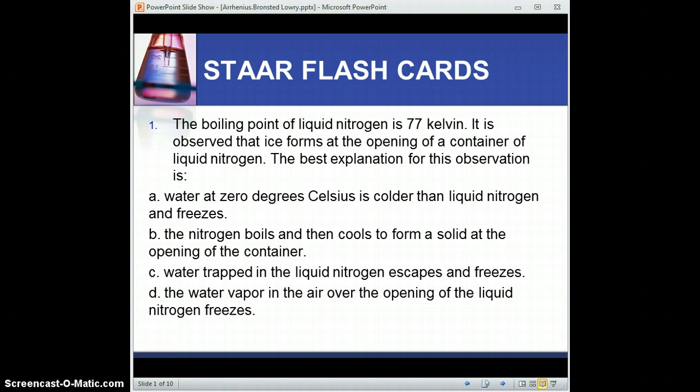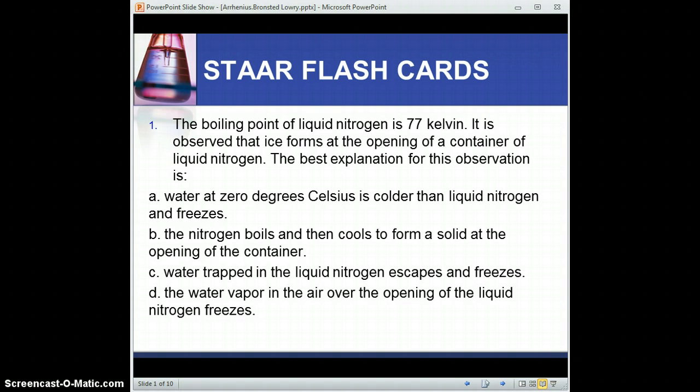The first answer says that water at 0 degrees Celsius is colder than liquid nitrogen and freezes. Water at 0 degrees Celsius would actually be at 273 degrees Kelvin, so it's actually much warmer than 77 degrees Kelvin. So hopefully none of you picked A. B says that nitrogen boils and then cools to form a solid at the opening of the container. There would be no reason for it to cool outside of the container, seeing as it would be much warmer than 77 degrees Kelvin. C says water trapped in the liquid nitrogen escapes and freezes. If there was water trapped in the liquid nitrogen, it would be frozen already.